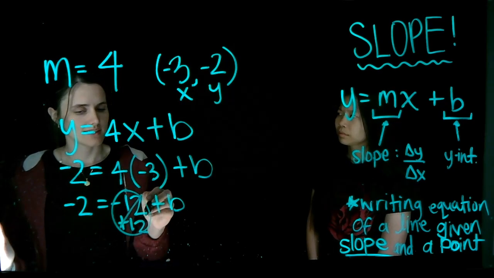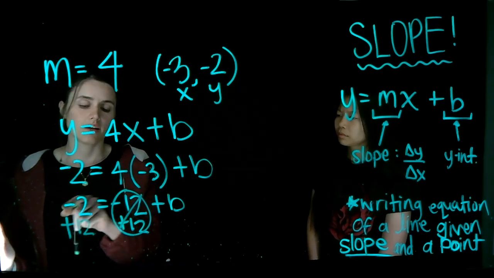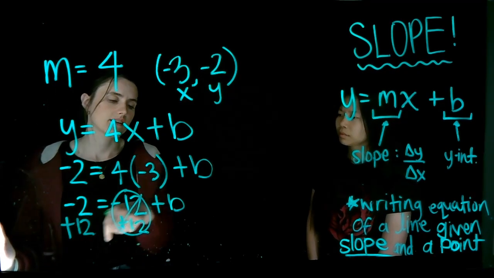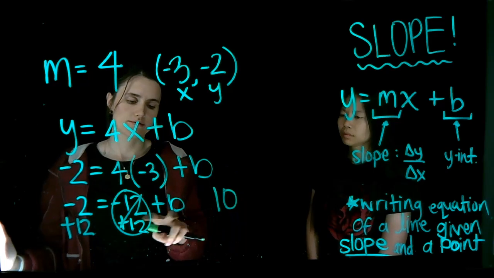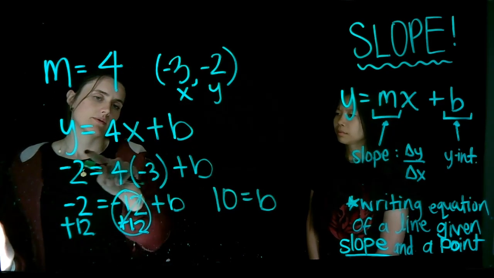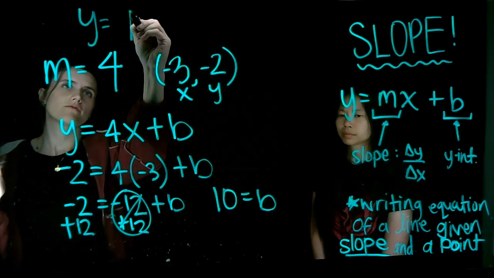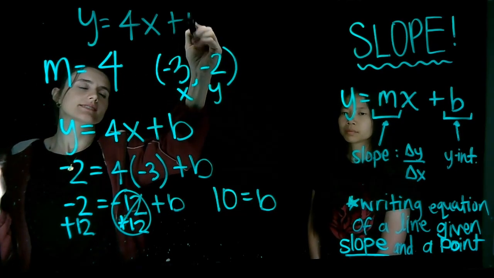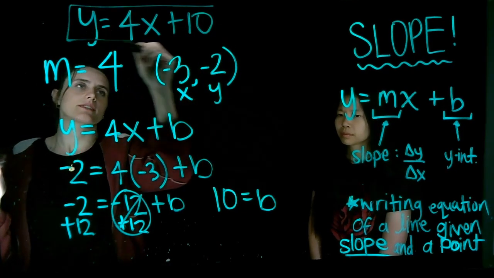Whatever I do to this side, I got to do to the other side. So add 12 on this side. -2 plus 12 is going to give me a +10, and I'm left with just b on this side. So now that I know my y-intercept, I can then fill in this equation here with the whole thing. Y equals 4x, because 4 is my slope, plus 10, because that is my y-intercept that I just found.